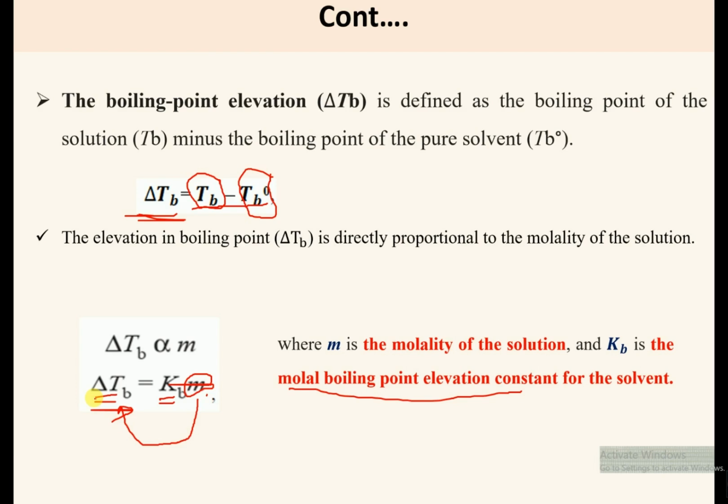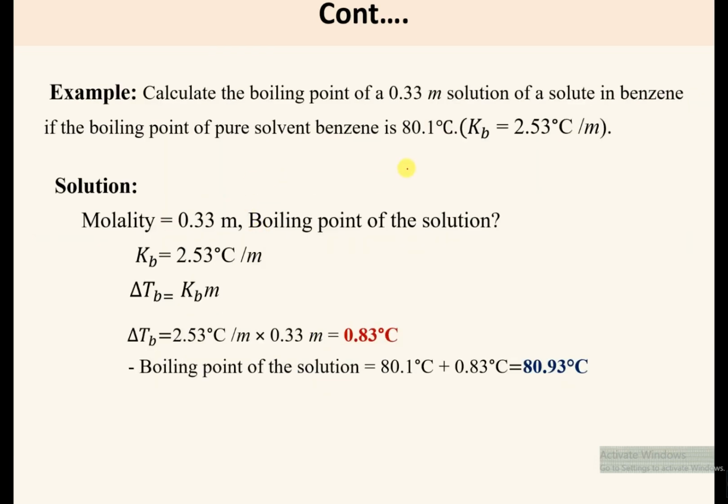So it's dependent on the molar concentration of the solute which is added. Let us take an example. Calculate the boiling point of a 0.33 m solution of a solid in benzene if the boiling point of pure solvent benzene is this.